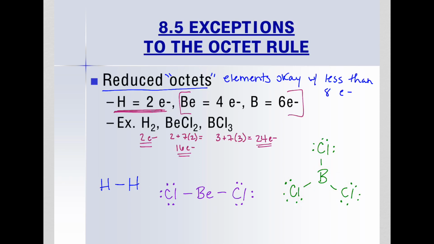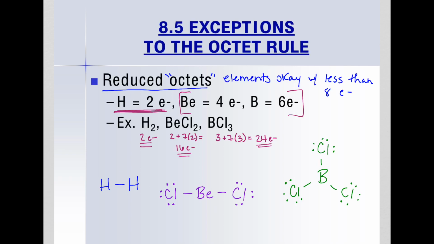So for these reduced octets, you need to memorize these 3 elements, because otherwise you're going to try to get to 8 like you would have by making double bonds. You need to remember that these will be okay with 2, 4, and 6. Therefore, we should not try to get those 8 electrons. So those are our exceptions that we'll call reduced octets.